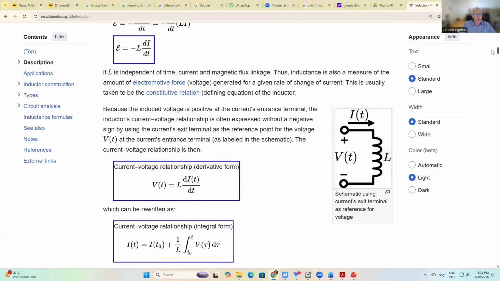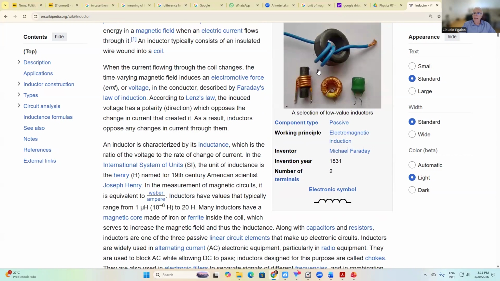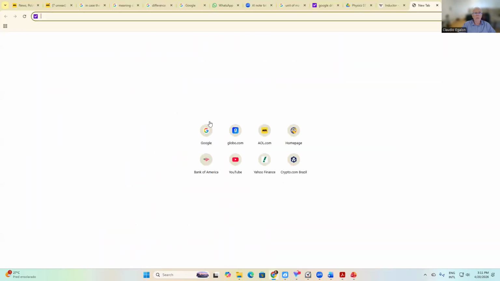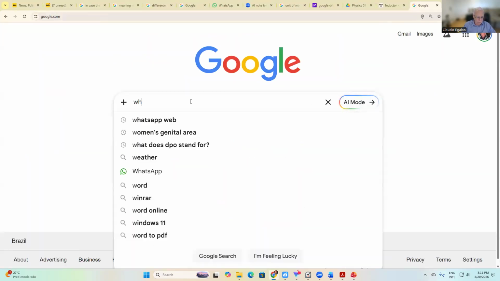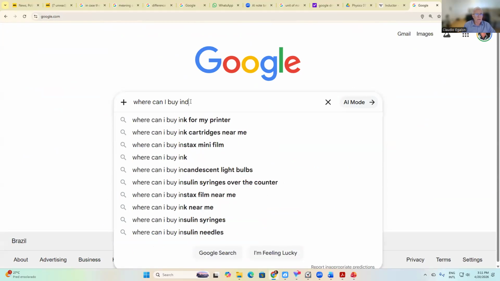I'm not going to show that because it involves integrals. We can, but the idea here was just to show you some inductors out there. Let's see where we can buy inductors. Where can I buy inductors?